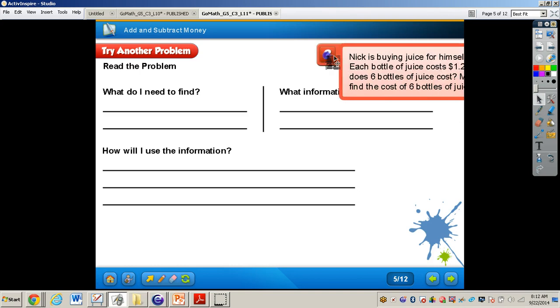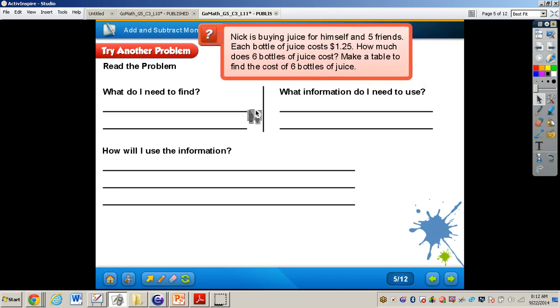Okay, what I want you to do is read through this problem, and we are going to take a look at what we need to find, the information that we're going to use, and also how we are going to use the information. So read through this problem. Nick is buying juice for himself and 5 friends. Each bottle of juice costs $1.25. How much do 6 bottles of juice cost? Make a table to find the cost of 6 bottles of juice.